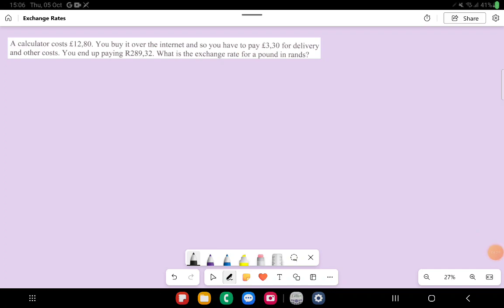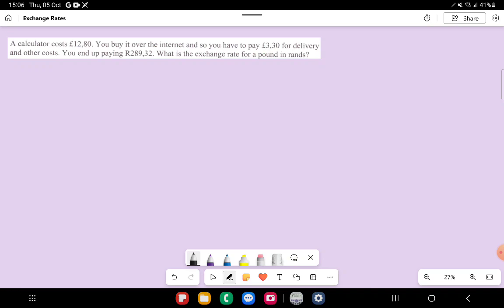This calculator cost £12.80. You buy it over the internet. So you need to pay an additional £3.30 for delivery and other costs. In total, you pay 289 rand and 32 cents. What is the exchange rate for the pounds?